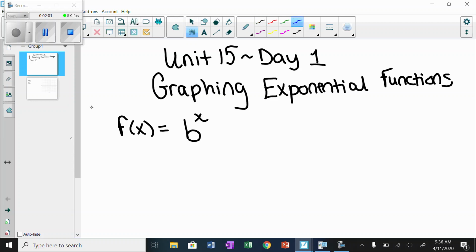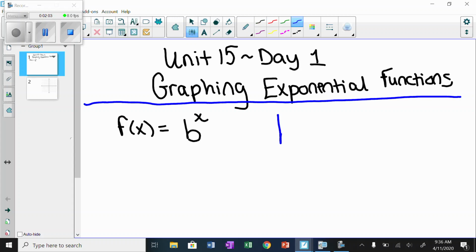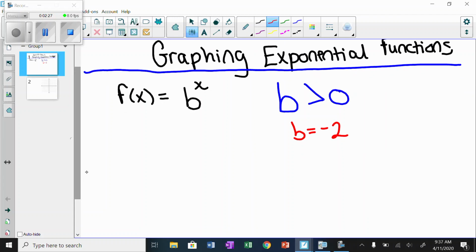Now, something we have to know about exponential functions is that b has to be greater than 0. And this is something really important to understand. Why must b be greater than 0? Well, let's talk about what happens if b is less than 0. Let's just pretend that b is equal to -2, which it's not allowed to be, but let's just say, what would happen? Well, if b was equal to -2, and if x was any integer, 1, 2, 3, it would work out, right? That would all work. But let's say that x was a fraction.